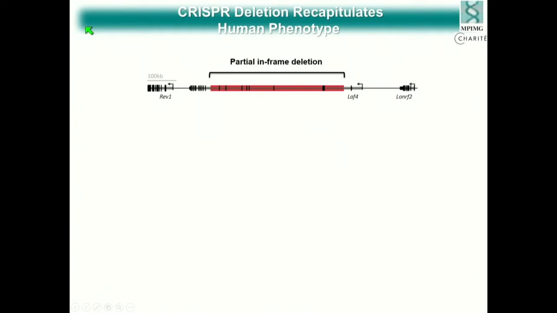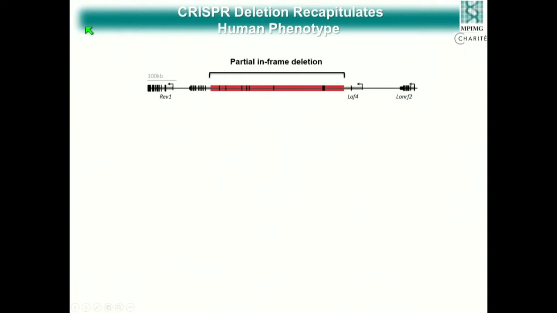The deletion started in intron 2 of the gene and stopped in intron 9, removing 7 exons of the gene and leaving a partially in-frame protein. And this is different, of course, from a total loss of function, because we have a remaining protein that could act, for example, as a dominant negative and remove the effect of other genes.